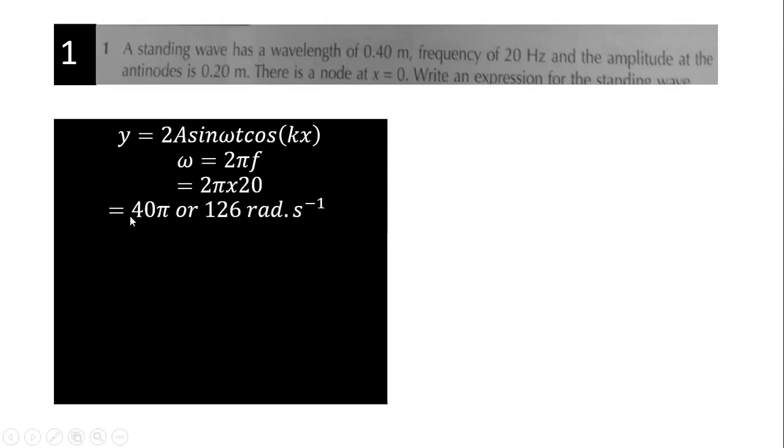Calculate it out. You can leave it in pi or calculate it completely, in radians per second. And you want to calculate your k. K is 2 pi over wavelength. Wavelength is given, so 2 pi over 0.4. Right? Important to do your homework.